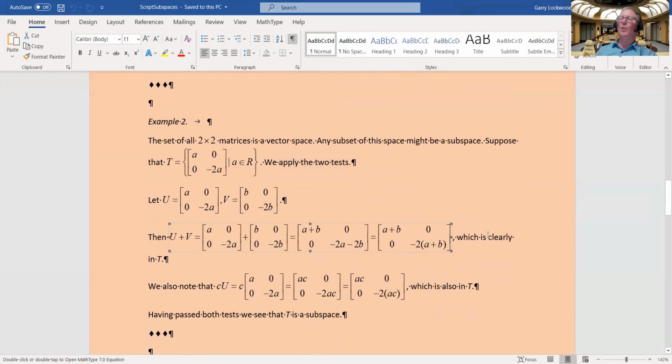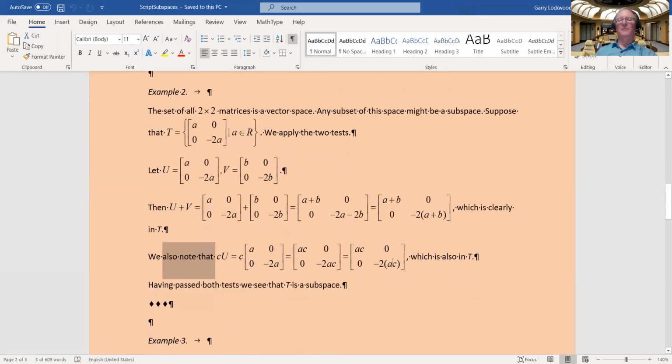So it's closed under addition, which is the first test. What about closure under scalar multiplication? What is C times U? It is C times A, 0, 0, minus 2A. And we get that. And I've bracketed AC down here. That's clearly of this form up here. So very nice. That passes the second test as well. Must be a subspace.